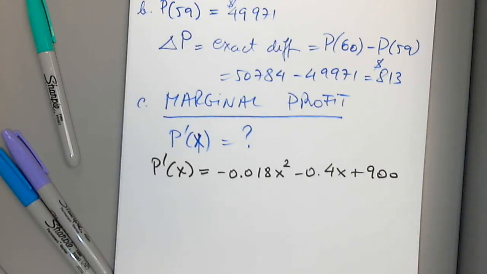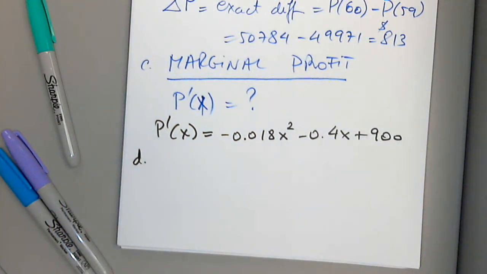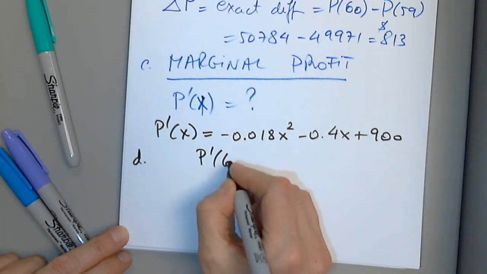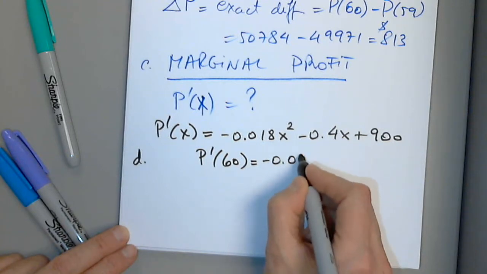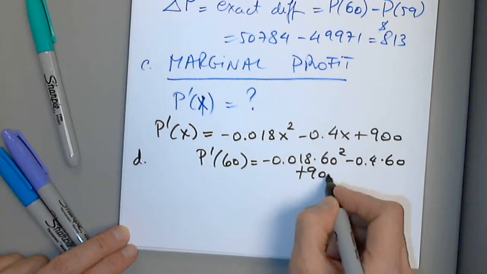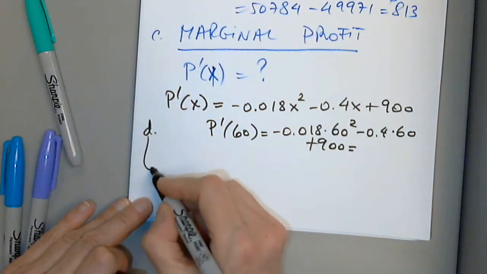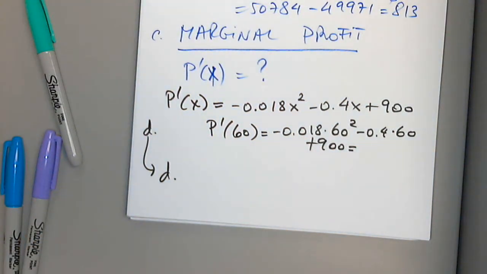Part D. Use marginal profit to estimate the weekly profit if sales increase to 61 cars weekly. Before we even read part D one more time, we're asked to find what the marginal profit is when x is 60, forgive me. So P prime of 60 is negative 0.018 times 60 squared minus 0.4 times 60 plus 900. If you have this number, please give it to me. And then part D.